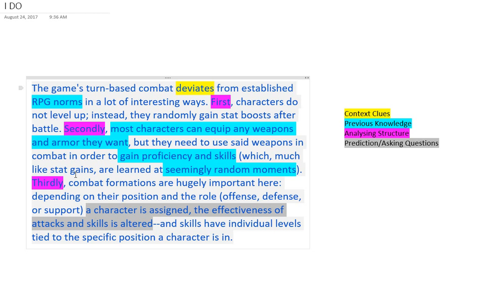So there you have it. I've taken these 4 strategies: context clues, previous knowledge, analyzing structures, and predicting or asking questions, to better understand this paragraph. And in the next video, I will use some of these skills, but I won't tell you what skills I am using. And so it'll be up to you to identify those for us.